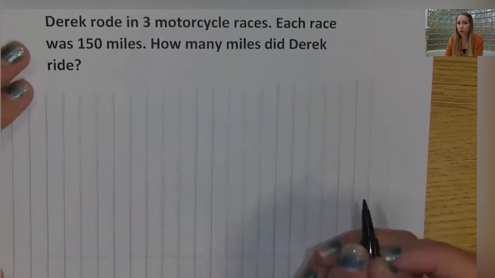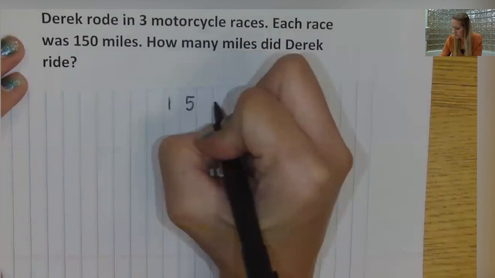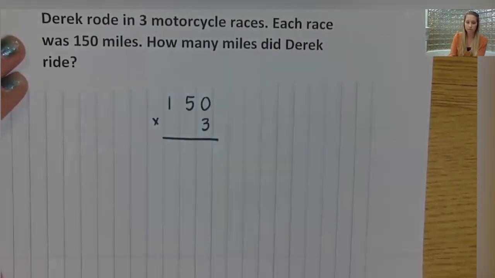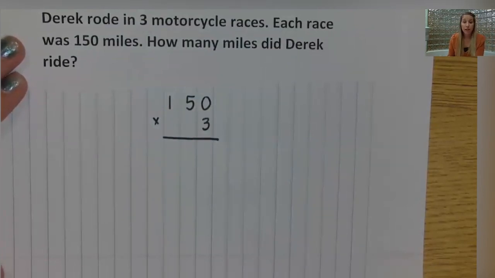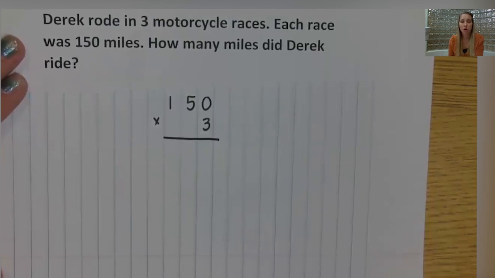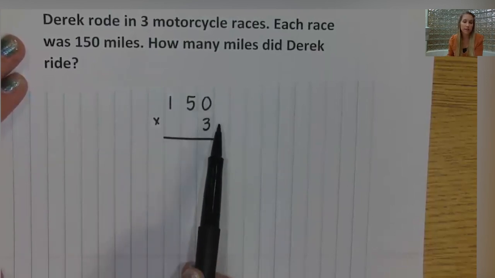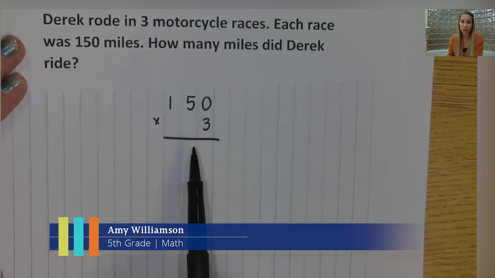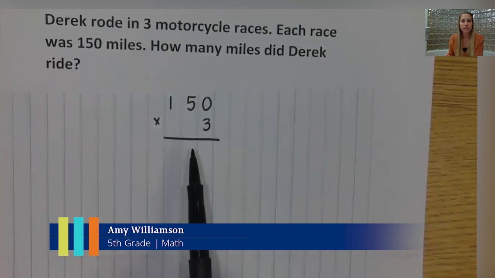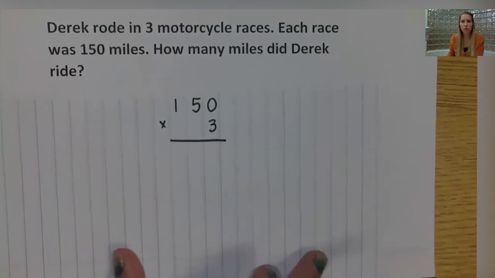On your paper, can you write 150 times 3? If I do 150 times 3, it'll give me the total number of miles that Derek rode. So go ahead and try solving this multiplication problem. Remember, you're going to start with the ones place. Don't forget to add any numbers that you regroup after you multiply. We'll come back together in a little bit, less than 2 minutes, to check your work. I'm going to give you some time to work on that independently. Get started.